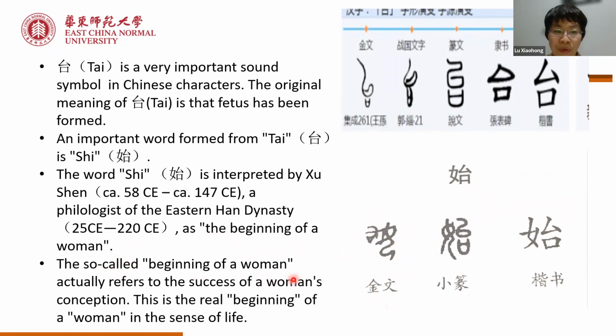So here Xu Shen explained the meaning of 始 as the beginning of a woman. The so-called beginning of a woman actually refers to the success of a woman's conception. Well, this is the real beginning of a woman in the sense of life. So you can see here is the fetus and the mouth, that's Tai. And on the right side is female, and then it changes. In the small seal script, the female is on the left side and Tai is on the right side. And this is the word we use today, in regular script and the modern word.